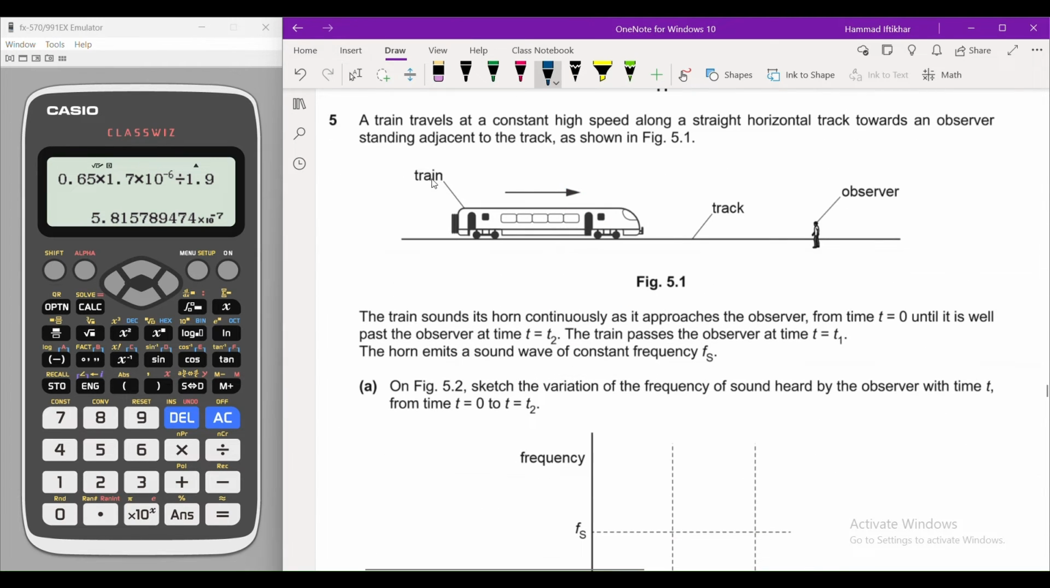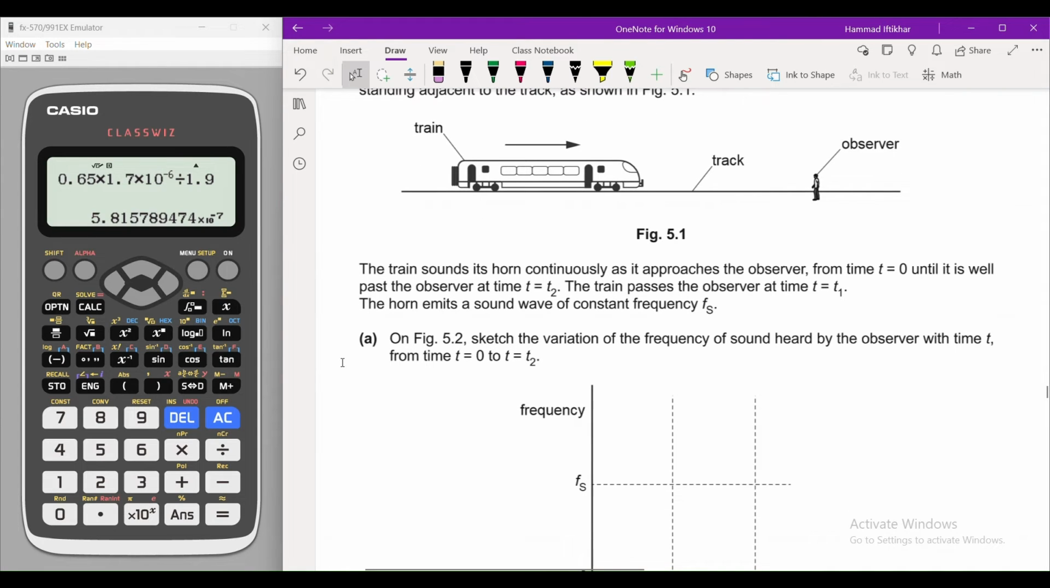Okay. So a train travels at a constant high speed along a straight horizontal track towards an observer standing adjacent to the track. The train sounds its horn continuously as it approaches the observer from time t = 0 until it is well past the observer at time t = t2. The train passes the observer at time t1. The horn emits a sound wave of constant frequency fs.